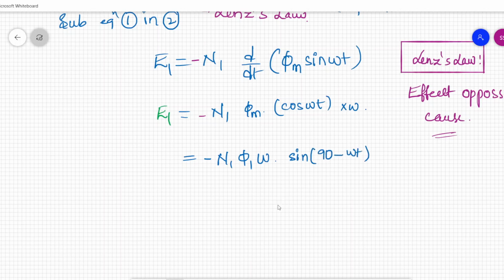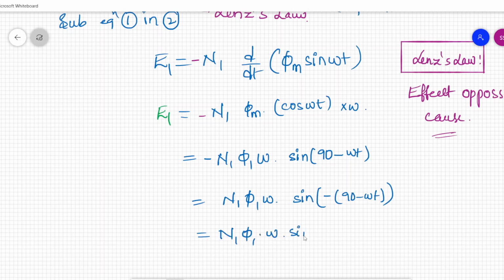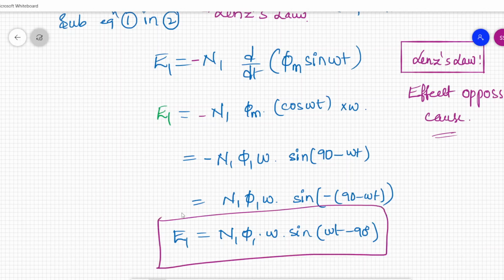So can I write it like this? Cos omega t, I am replacing with sine. So this will be in the first quadrant. Multiplying the negative sign to the angle, that will be N1 phi 1 omega into sine of minus of 90 minus omega t, right? So that will be N1 phi 1 omega sine of omega t minus 90 degrees. Now if you observe this, you can simply understand Lenz's law here itself.